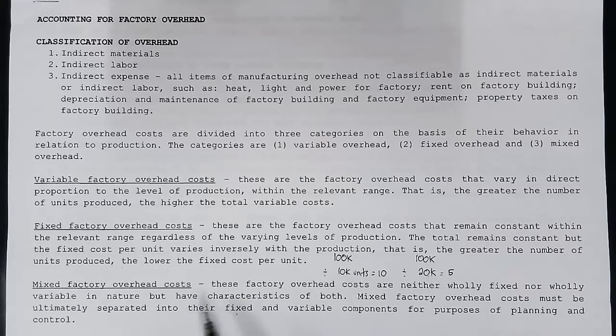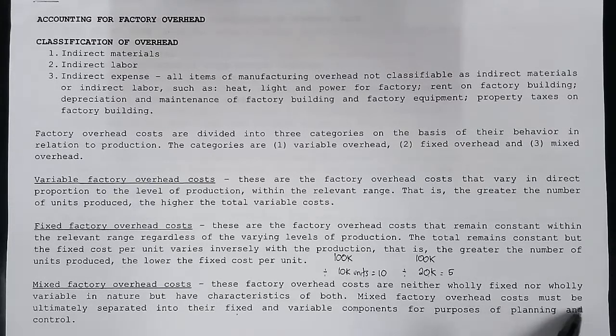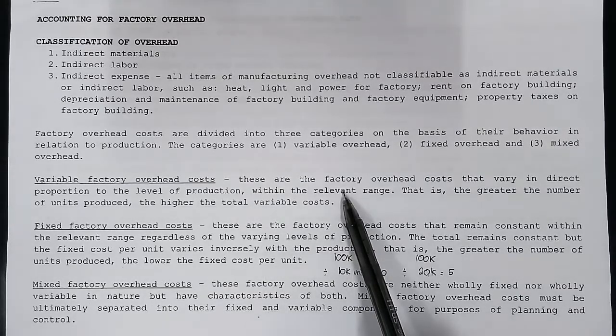Mixed factory overhead costs. These factory overhead costs are neither wholly fixed nor wholly variable in nature, but have characteristics of both. Mixed factory overhead costs must be ultimately separated into fixed and variable components for the purposes of planning and control. Okay. Mixed factory overhead cost has a portion that is variable overhead, and it also has a portion that is fixed overhead.